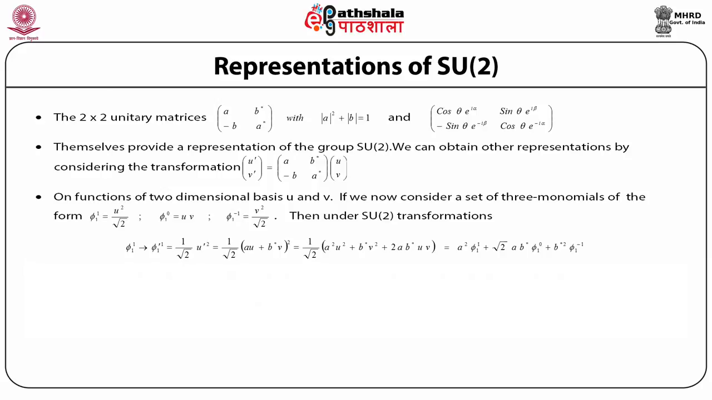Now, u square is root 2 phi 1 1, and v square is equal to phi 1 minus 1 into root 2, and uv is equal to phi 1 0.